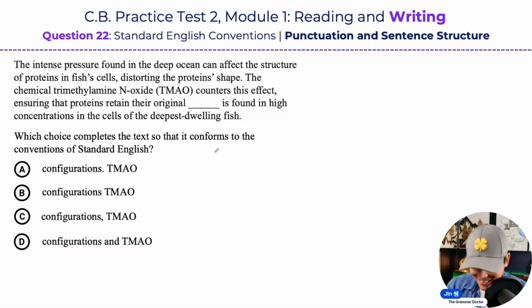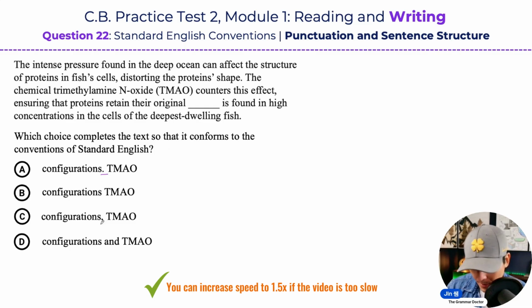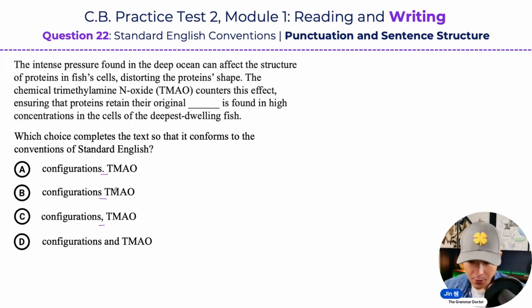So when I take a look at the answer choices, I notice that one of them has a period, another, answer choice C, has a comma, and another, answer choice B, has no punctuation, right? So when I notice these sort of differences, I know that I'm being tested on punctuation rules. But here's the thing. Whenever I'm tested on punctuation rules, I always know that I'm going to be tested on sentence structure as well, right?